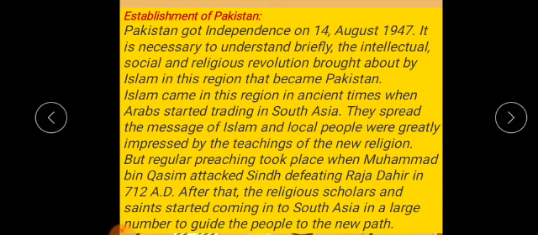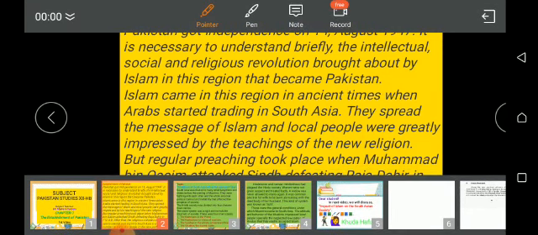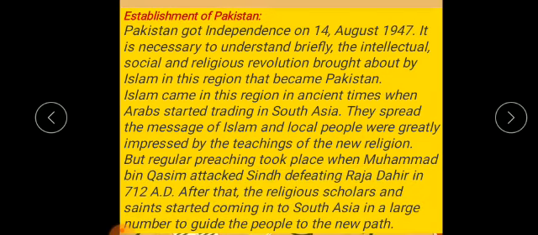When Muslims came here, they started preaching, and the people were greatly impressed by the new religion. But regular preaching took place when Muhammad bin Qasim attacked Sindh, defeating Raja Dair. Raja Dair was a cruel Hindu ruler, in 712. Before Muhammad bin Qasim, Muslims were preaching, but the regular preaching started when Muhammad bin Qasim attacked Sindh, defeating Raja Dair.